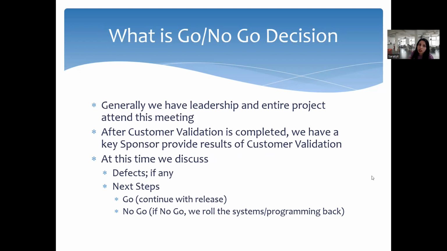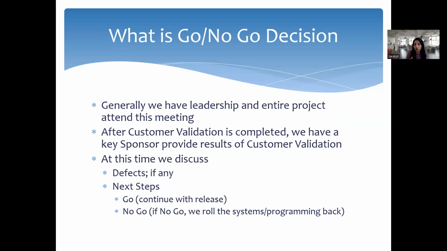What's a go, no-go decision? Generally, we have leadership and the entire project team attend this meeting. The go, no-go decision happens after we have moved things to production and after customer validation is complete; we have key sponsors provide results of customer validation. And at this time, we discuss any defects, if any. Lots of you think that there are no defects when we go live, but generally there are either minor defects, or there could be a defect that we are aware of, and we need to discuss with leadership if we can move forward with the release, or do we need to roll it back. So these are the types of things that we discuss at go, no-go decisions. If we have a go, we continue with the release.